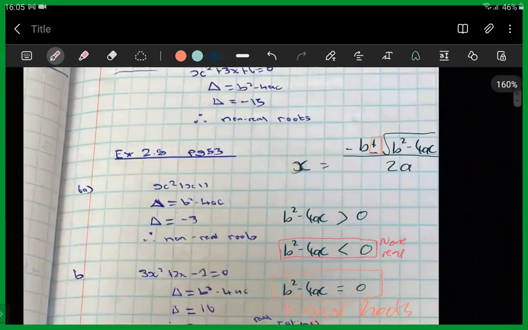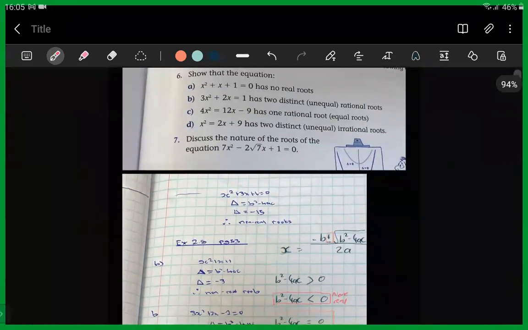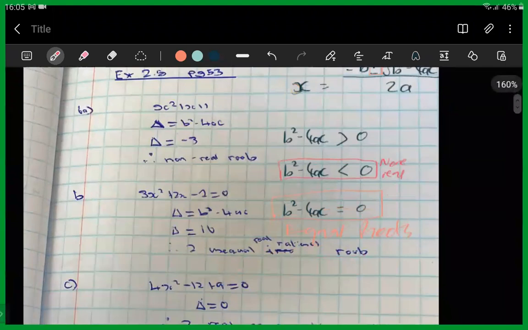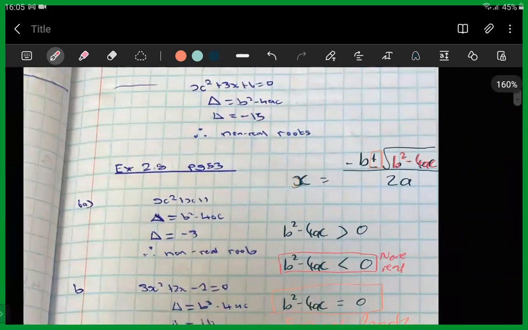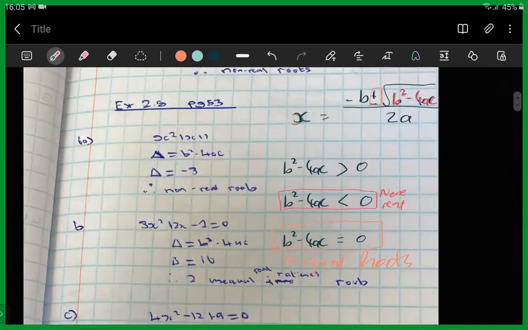The reason why you work with this one whenever they speak of non-real roots is because if this value is smaller than 0, you end up with a value under a square root that is smaller than 0. We cannot have a value that is smaller than 0 under a square root. So that would give us a scenario where you have no real solution. So that's important.